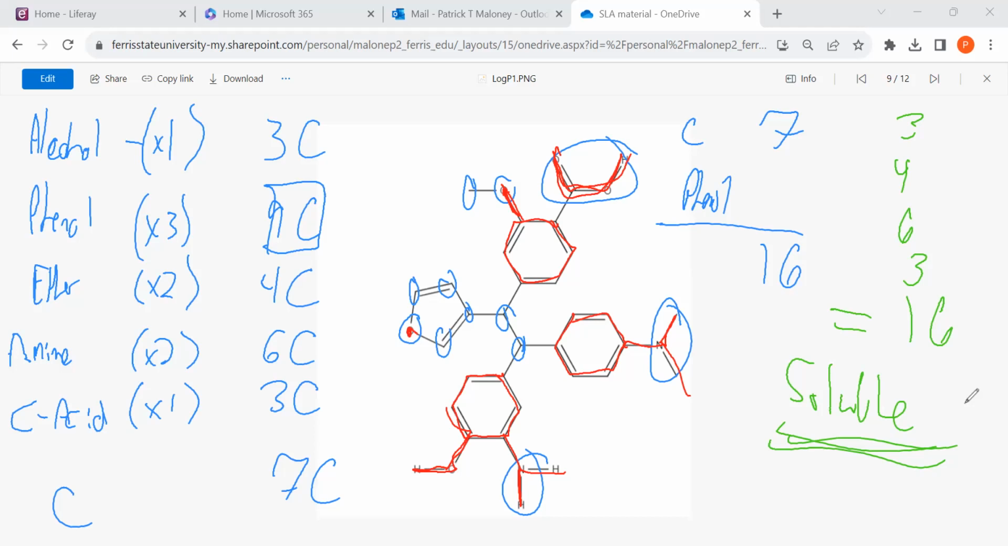Aaliyah? I'm just looking over it once again. Wouldn't each aromatic, each phenol be 6? So it'd be like 6. Thank you. You are absolutely right. I don't know why I put 3.